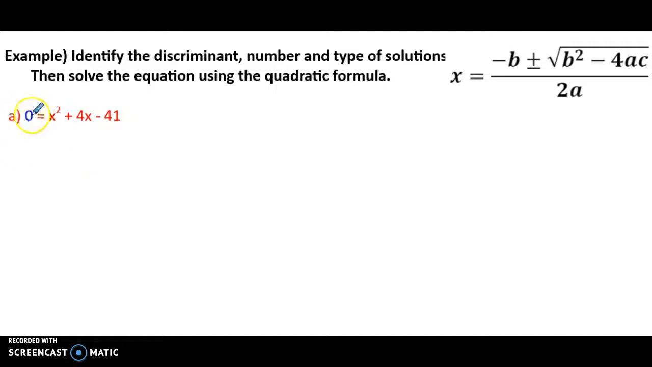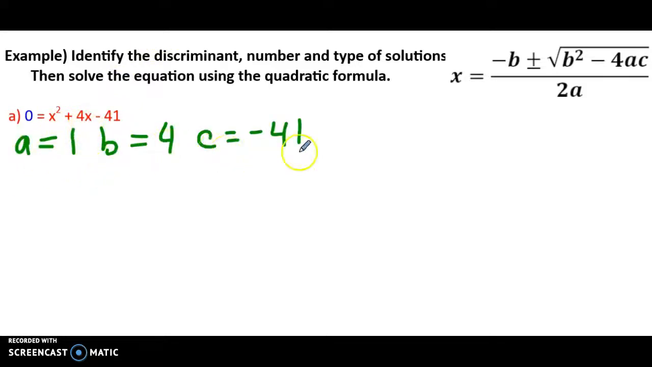And since it is, we're going to go ahead and set that equal to 0, and we're going to identify what our A, coefficient on x squared, B, coefficient on x, and C, the constant, are. So our A is 1, our B is 4, and our C is negative 41. And we're going to go ahead and plug these values in for A, 1 here, 4 for B there, and negative 41 for C there.